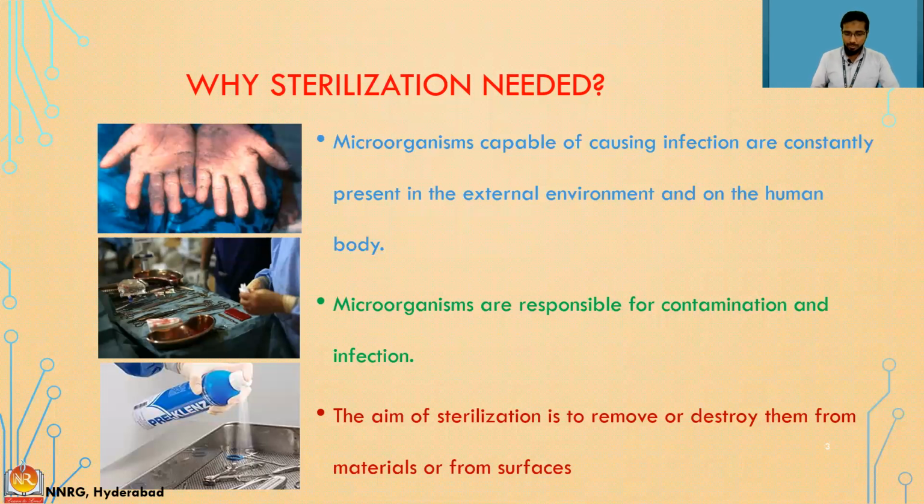So microorganisms are capable of causing infection and are constantly present in the external environment and on the human body. As you know, even on our skin there will be a presence of microorganisms. Microorganisms are responsible for contamination and infection, isn't it? So the aim of sterilization is to remove or destroy them from materials or surfaces. Whatever the surface or place that we use should be sterile. In order to make that place sterile, we use sterility methods, could be either physical or chemical or mechanical. We'll be studying that in the coming slides.